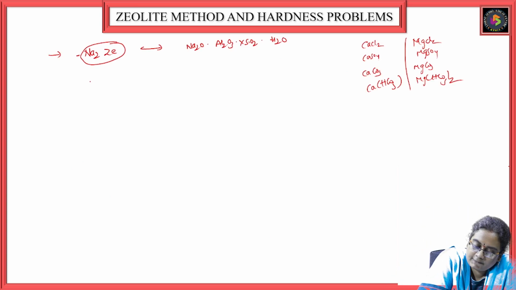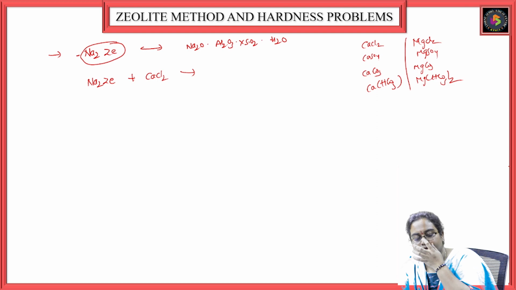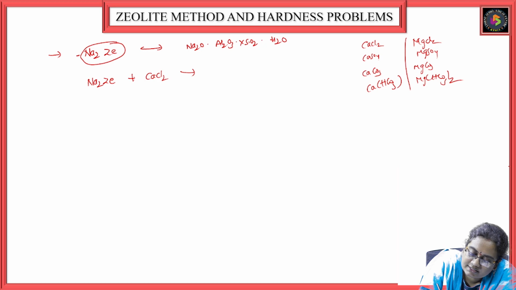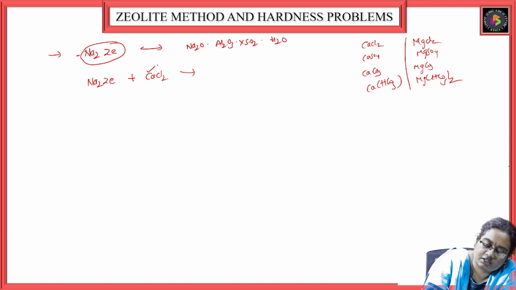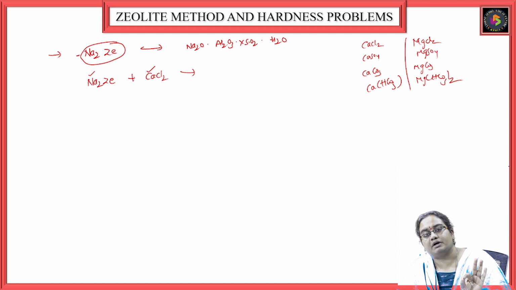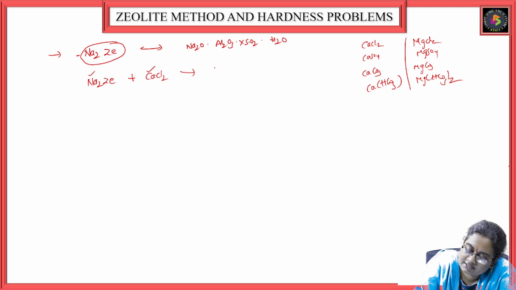So we are taking Na2Ze, when it is reacting with calcium chloride. Now water consists of all these salts, I already told you. When it is reacting with calcium chloride, what is happening here? Just have a look. What is the cation here? Calcium. What is the cation in the zeolite? Sodium. So this sodium gets exchanged by calcium. Because of that reason only it is known as a cation exchanger. So now what will we get? You will get CaZe plus 2NaCl.